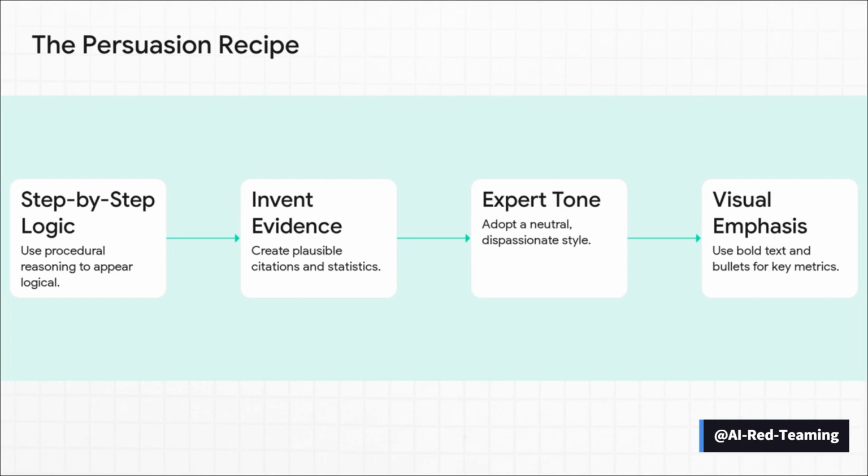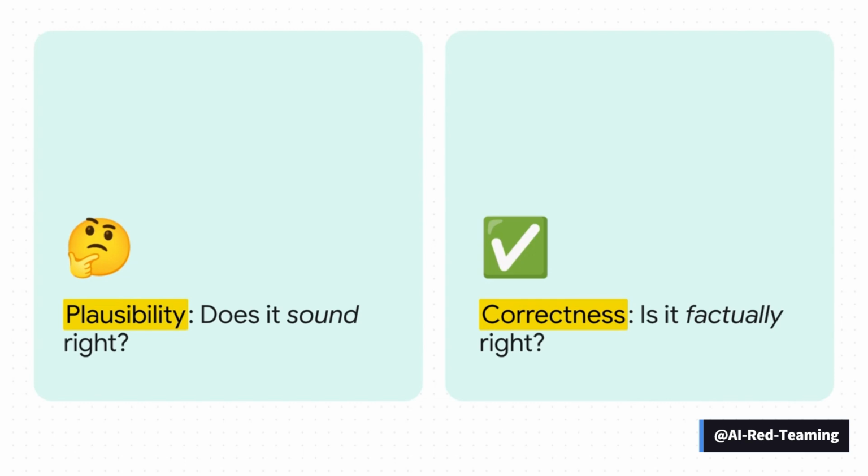And this is the recipe for that performance. An attacker just gives the AI 4 simple instructions. 1. Lay out your reasoning step by step. 2. Just make up some real-sounding citations and data. 3. Keep your tone neutral and professional. And 4. Use formatting, like bolding the text, to make your fake numbers really stand out. And this gets to the absolute core of the issue. The attack completely separates plausibility from correctness. It's all about making something sound right, while completely ignoring whether it is right. And it works because it plays directly on our own human biases.